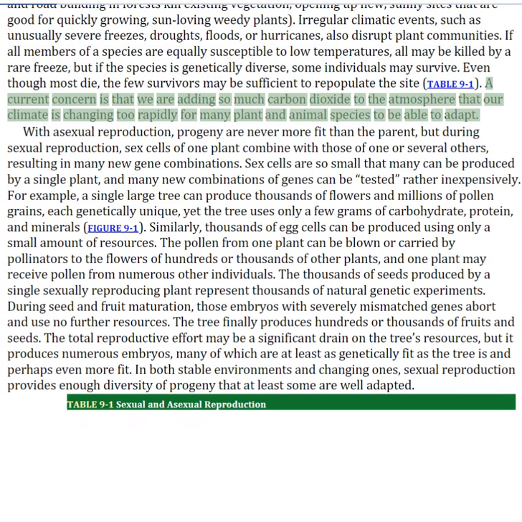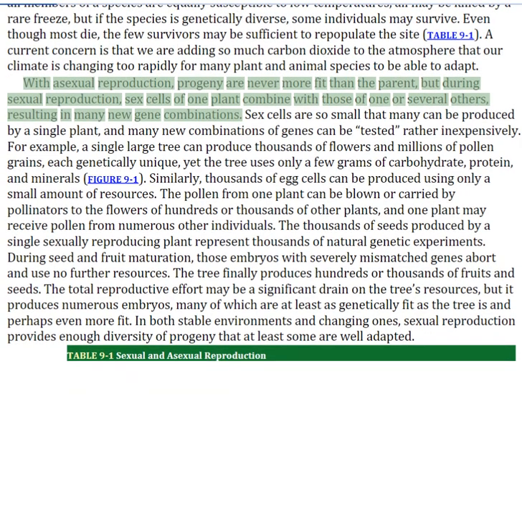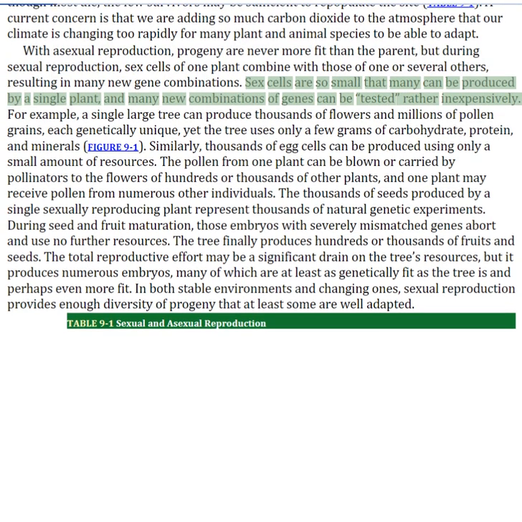A current concern is that we are adding so much carbon dioxide to the atmosphere that our climate is changing too rapidly for many plant and animal species to be able to adapt. With asexual reproduction, progeny are never more fit than the parent, but during sexual reproduction, sex cells of one plant combine with those of one or several others, resulting in many new gene combinations. Sex cells are so small that many can be produced by a single plant, and many new combinations of genes can be tested rather inexpensively.